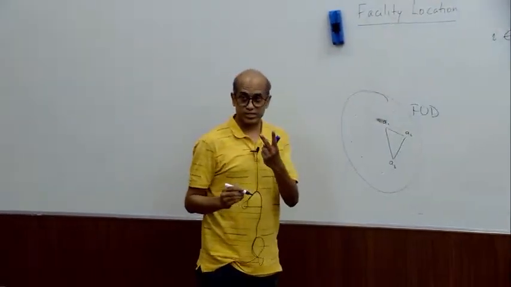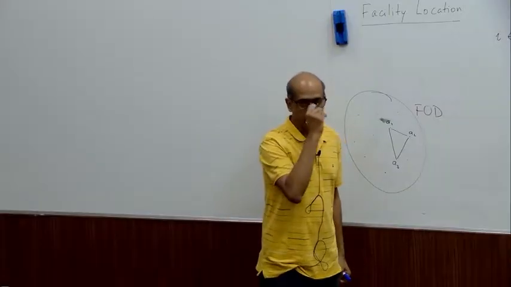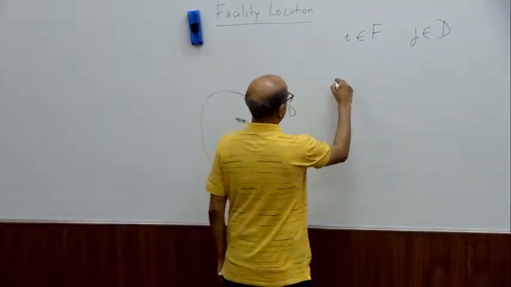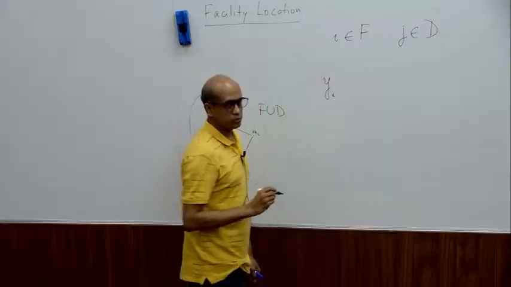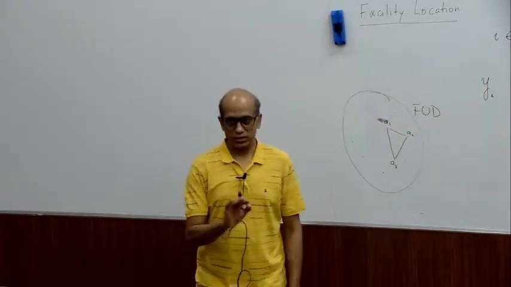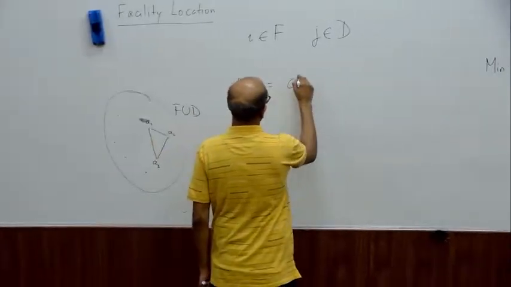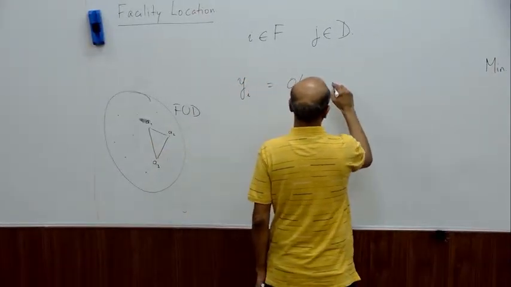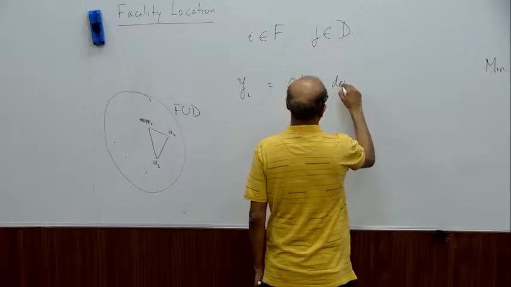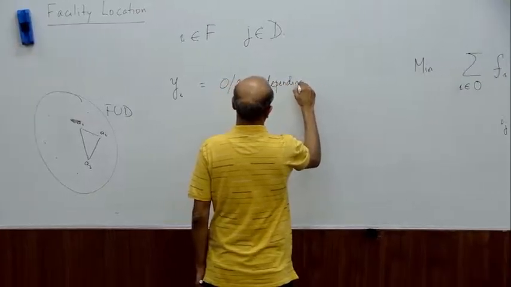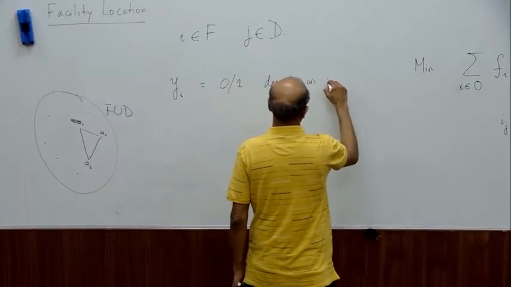So I have two decision variables. Both will be either 0 or 1. yi is going to be 1 if facility i is open, 0 if it is not. So it's an indicator variable, meant to be 0 or 1 depending on whether facility i is open or not.